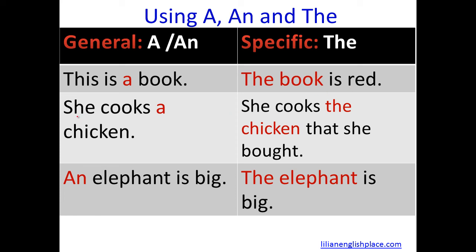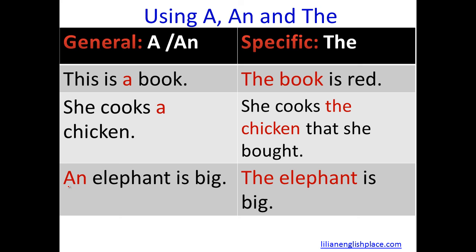Let's look at another example. She cooks a chicken, and here we have she cooks the chicken that she bought. Now this is very clear. She cooks a chicken, any chicken, and she cooks the chicken that she bought from the supermarket or from the store or from the butchers.